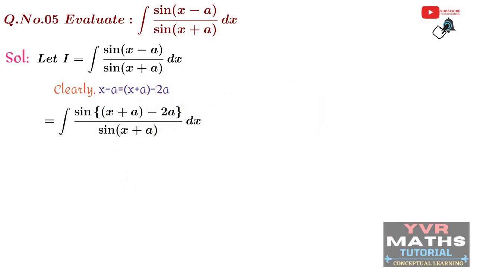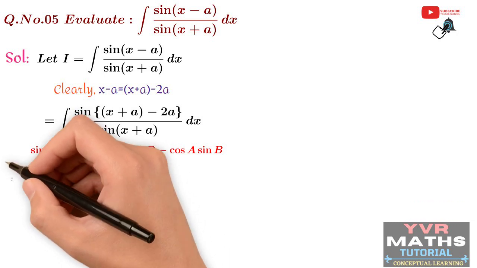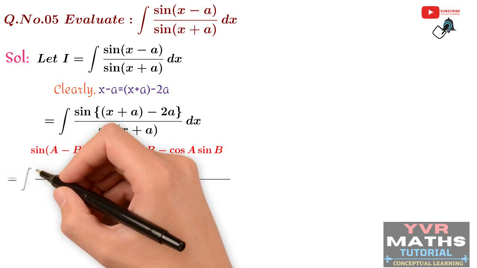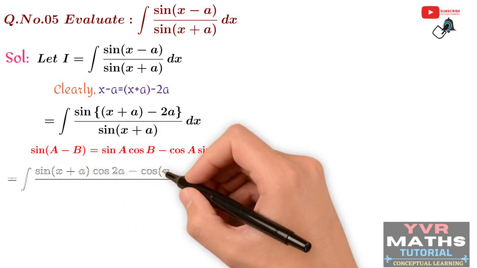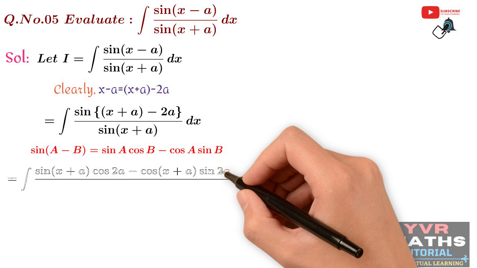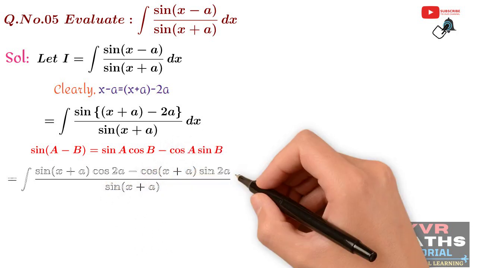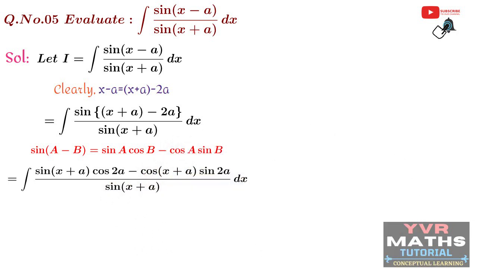See here, in the next step, integral sin of x plus a minus 2a by sin of x plus a dx. If you observe here, the numerator part of the given integrand is clearly in the form of sin of a minus b. So we know the formula for sin of a minus b. So if we apply this formula on the numerator, then what we will get? See here, integral sin of x plus a into cos 2a minus cos of x plus a into sin 2a by sin of x plus a dx.